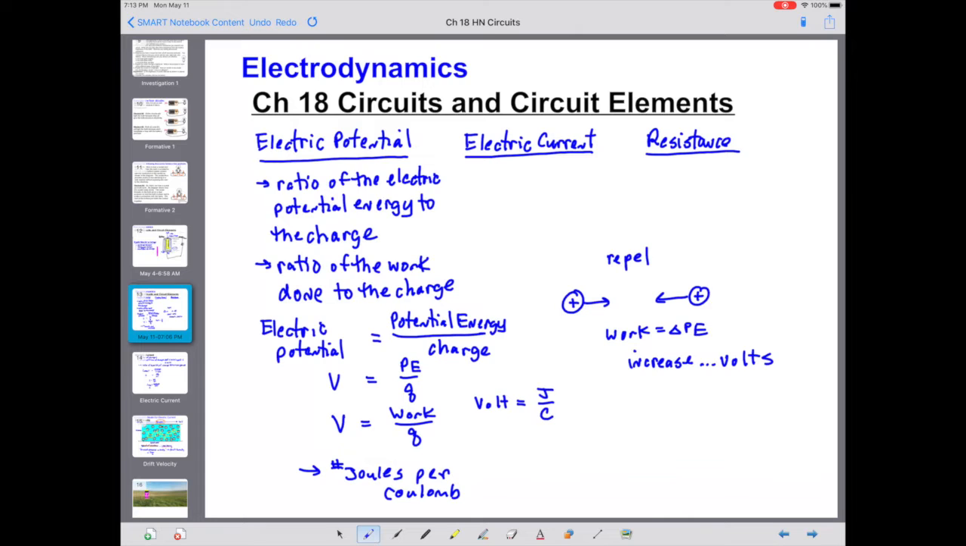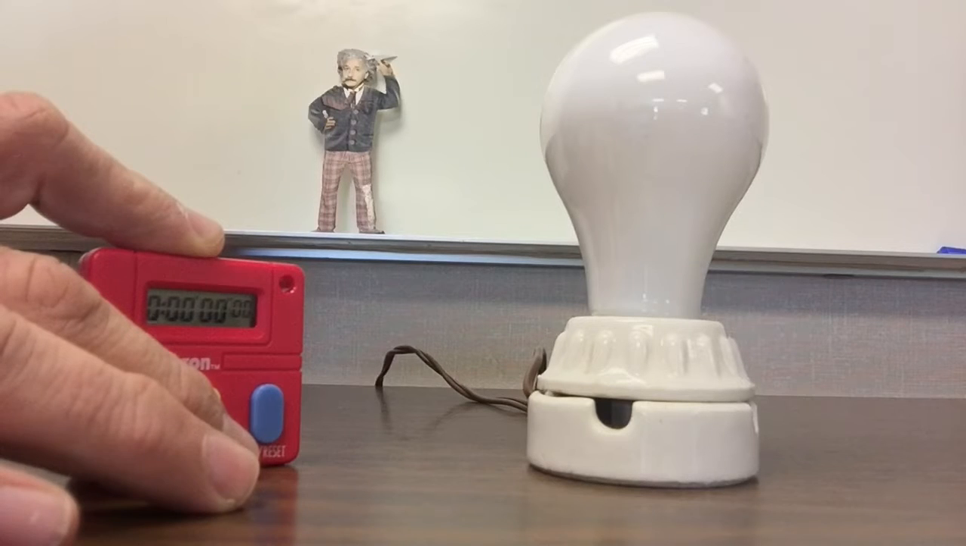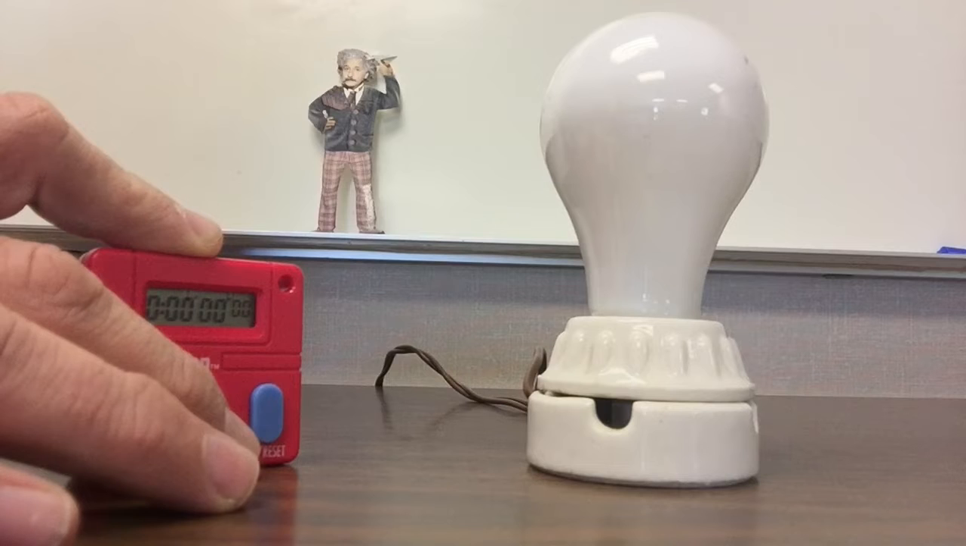Now let's shift to electric current and start with a demonstration. Here we have a light bulb and a stopwatch. And what I'm going to do is start the stopwatch at the same instant that I plug in the light bulb. And I want you to tell me to stop the stopwatch when the electrons from the outlet have reached the light bulb. We're assuming this is a direct current application.